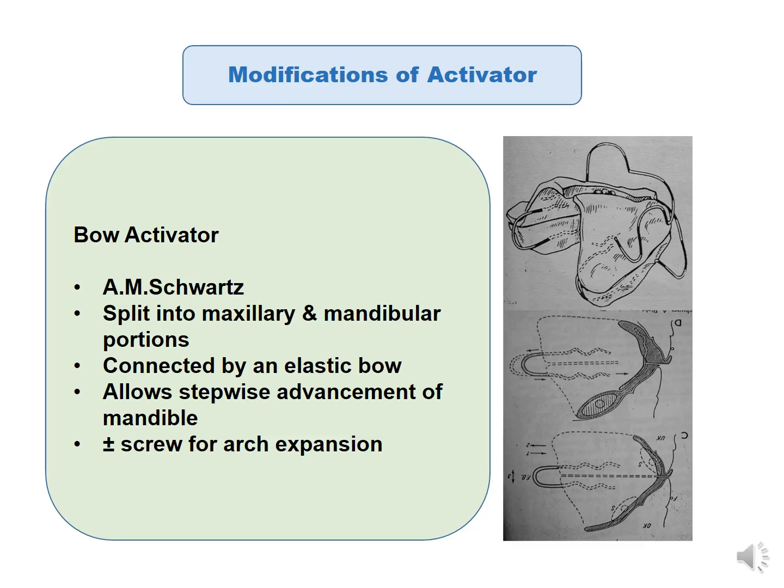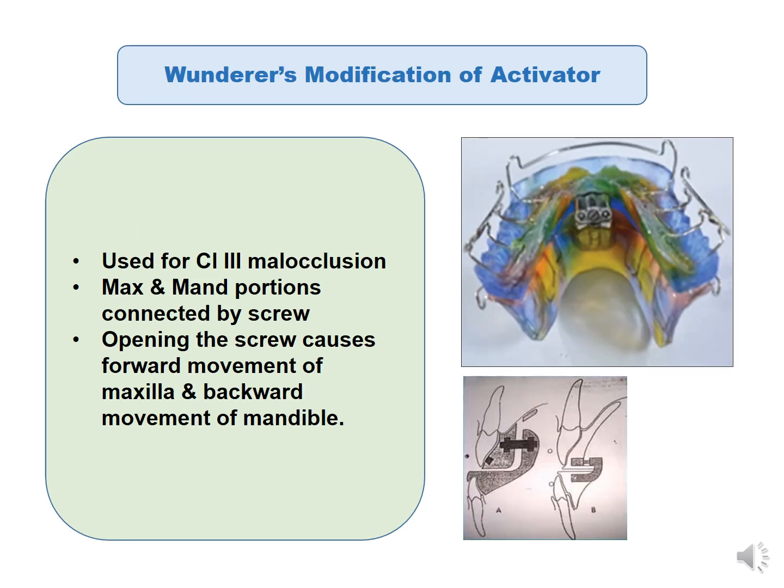Now one of the modifications is known as the bow activator, which was introduced by Schwarz. It's split into maxillary and mandibular portions and is connected by an elastic bow. The effect of this modification is that it allows a stepwise advancement of the mandible, and a screw can also be incorporated into the appliance for arch expansion.